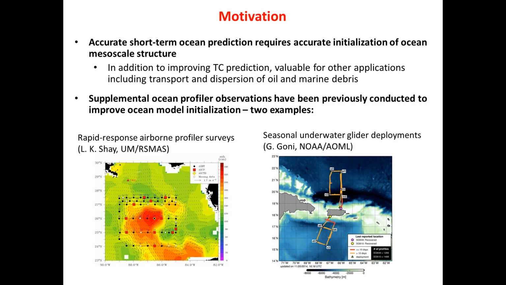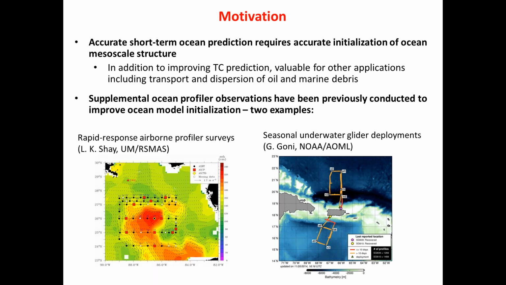Motivation. Accurate short-term ocean prediction requires accurate initialization of ocean mesoscale structure. In addition to improving TC prediction, this is valuable for other forecast applications such as transport and dispersion of oil and marine debris, etc. So this work will impact a lot of potential ocean applications besides tropical cyclone forecasting.